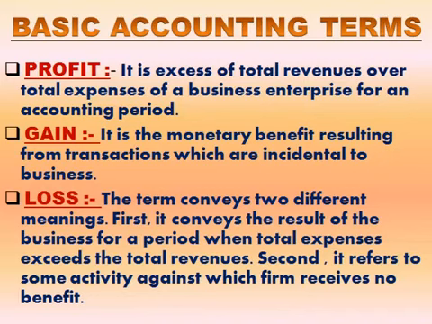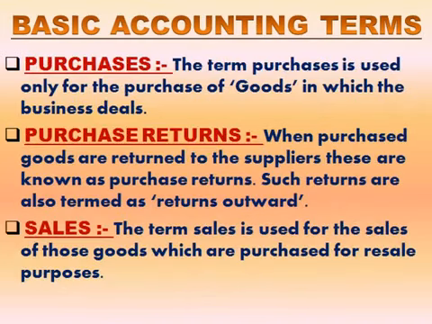Next we will discuss purchases. The term purchase is used only for the purchase of goods in which the business deals. In case of a manufacturing concern, goods means acquiring raw material for the purpose of conversion into finished product and then sale. In case of a trading concern, goods are those things which are purchased for resale. In both cases, the purpose is to make profit by resale. Next definition is of purchase return. When purchased goods are returned to the supplier, these are known as purchase return. Such returns are also termed as return outward.